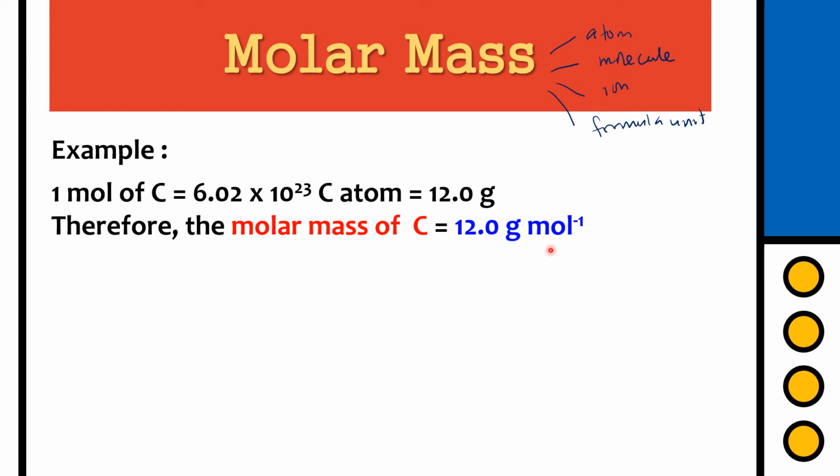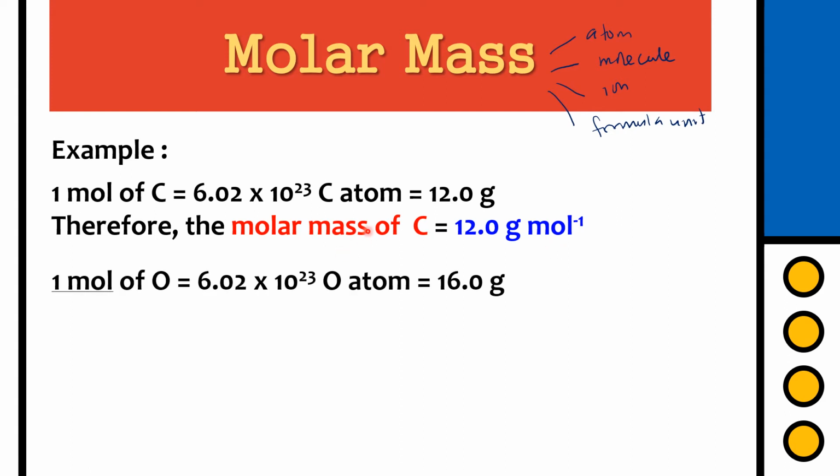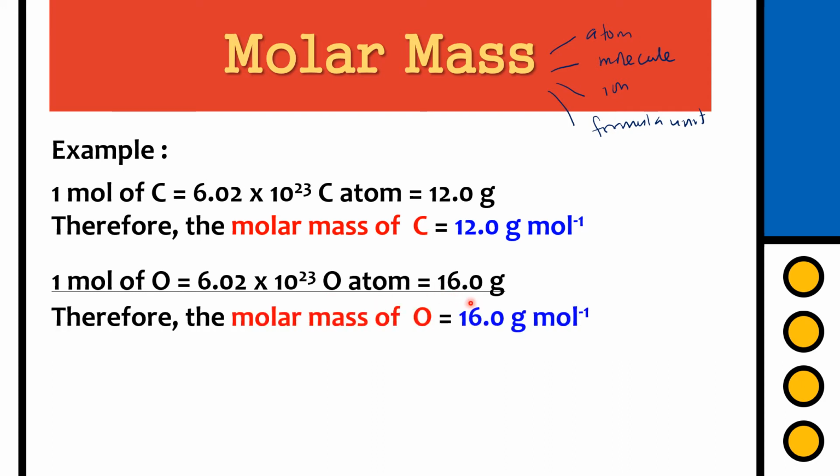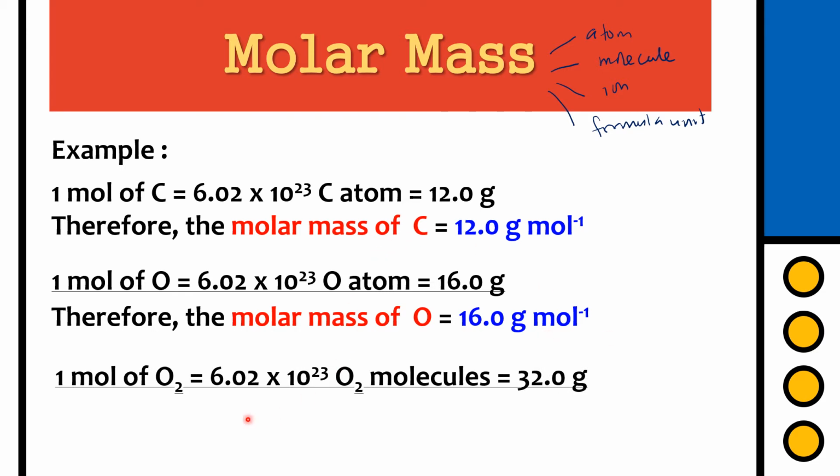Kita nak berat untuk 1 mole. Okay, next. Okay, 1 mole of oxygen. Okay, so oxygen atom dekat sini. 1 mole oxygen atom ada 6.02 darab 10 kuasa 23 oxygen atom yang mana berat dia 16 gram. So, if I ask you what is the molar mass of oxygen atom, it will be 16 gram per mole. Okay, masih lagi atom, and then this one is oxygen molecule, O2.